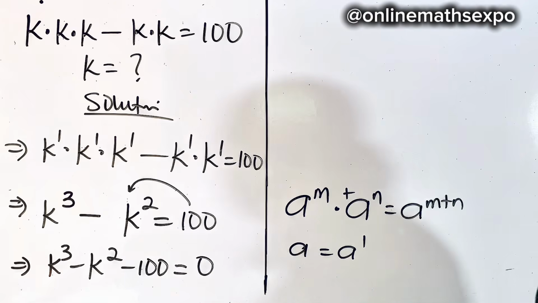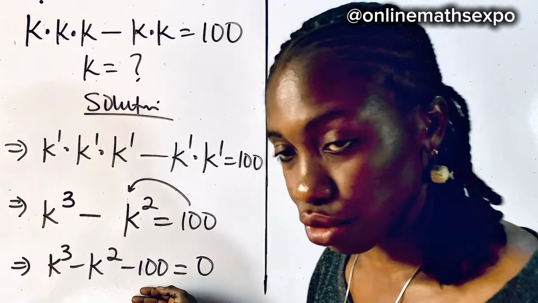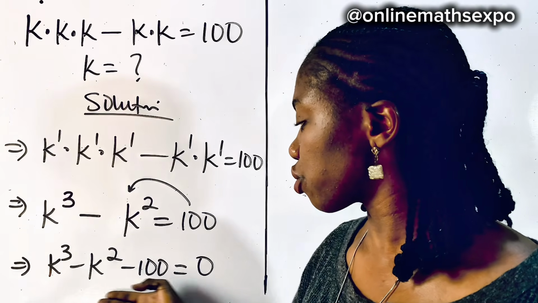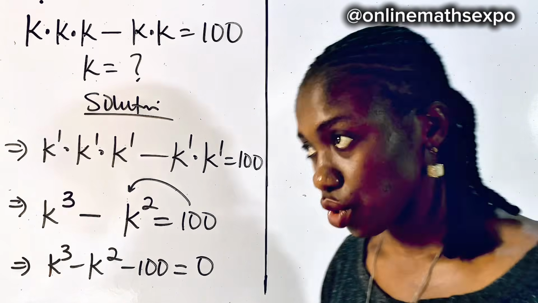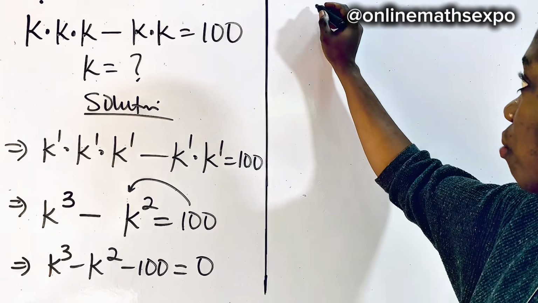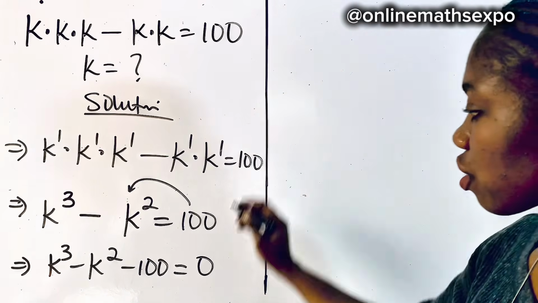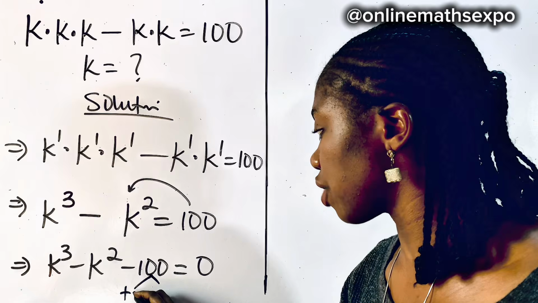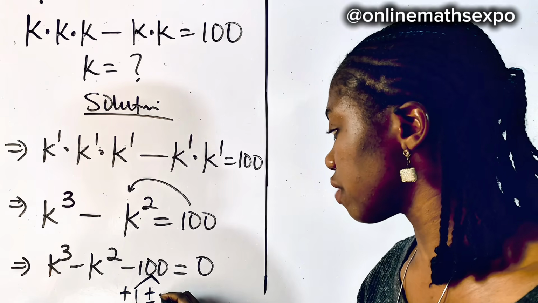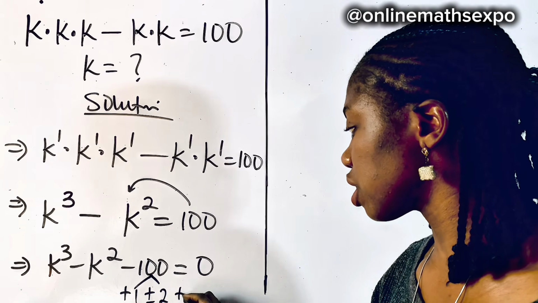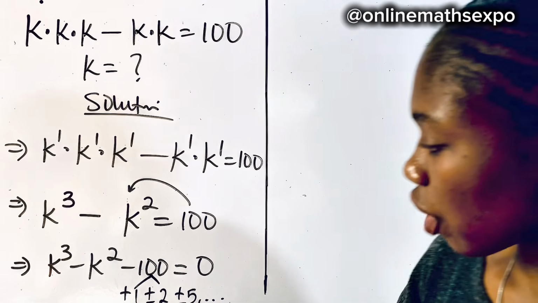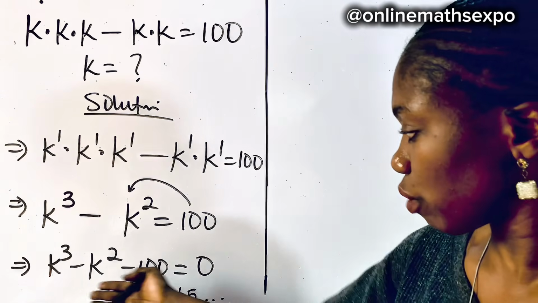So from here, let's get factors of this 100 and then try which of these factors we can substitute to make this equal to 0. And you know that for 100, the factors are positive and negative 1, positive and negative 2, positive and negative 5, and then the rest of them. So we're going to try each of these to see the one that will make this equal to 0.